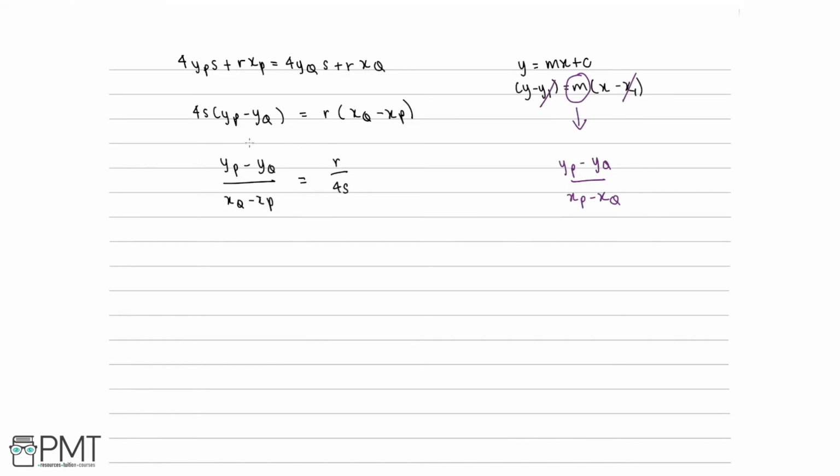Now, this is so close to what we have over here, but it's not quite the same because we have an xq minus xp on the bottom and not an xp minus xq. So let's multiply both sides by minus 1 in order to get xp minus xq.